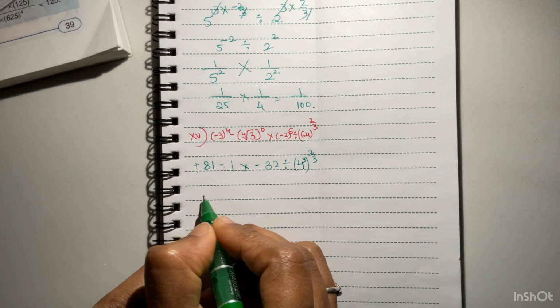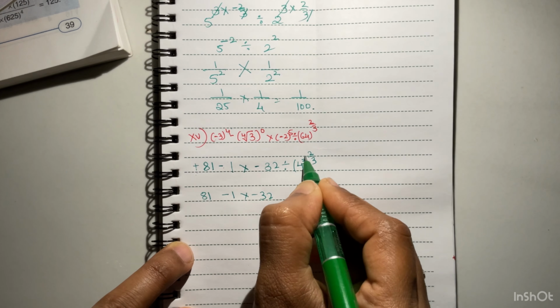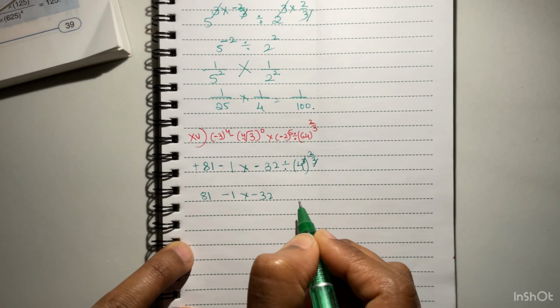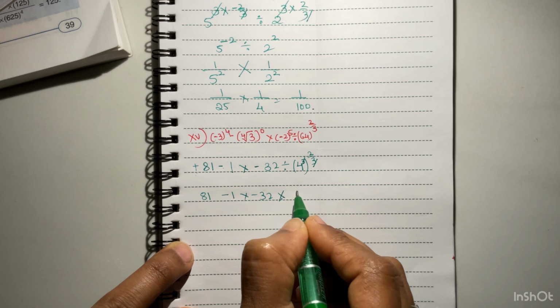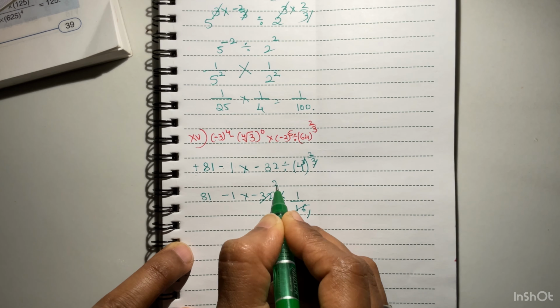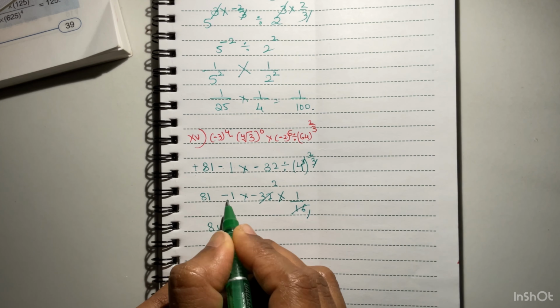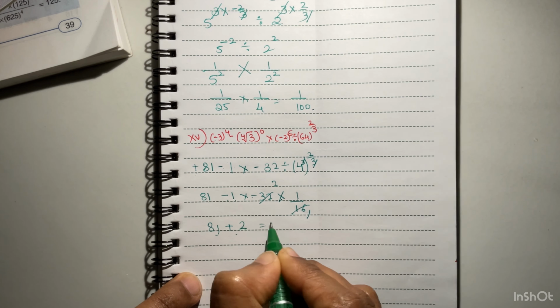Okay, now see here 81, let me write as it is, minus 1 into minus 32. Now this 3 and 3 get cancelled and 4 4s are 16. Now let me convert division to multiplication, so now 16 comes in the denominator. Okay, 16 1s are 16, 16 2s are 32. Now 81 minus minus plus, 1 into 2, that is 2. 81 plus 2 is 83.